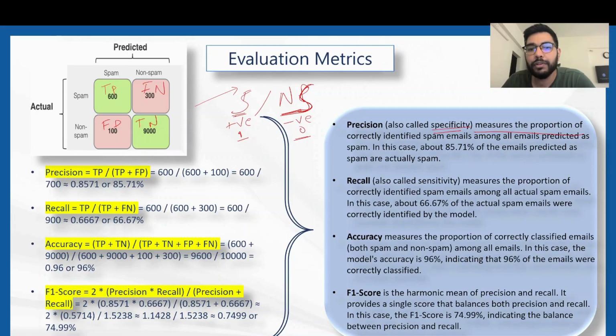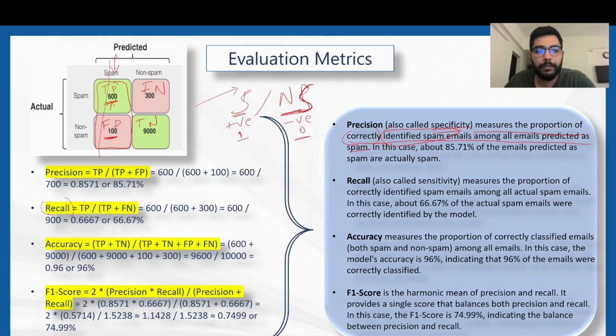It measures the proportion of correctly identified spam emails among all the emails predicted as spam. Among all the emails, 600 plus 100, that is 700, predicted as spam, which of these emails were correctly identified as spam emails? Correctly identified as spam emails is true positive. 600 divided by how many were predicted as spam? 600 plus 100. This particular line, right?